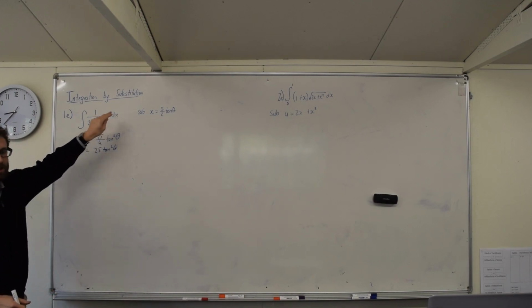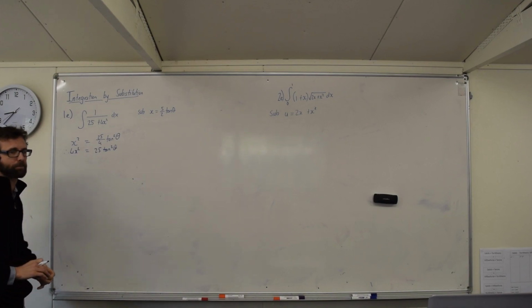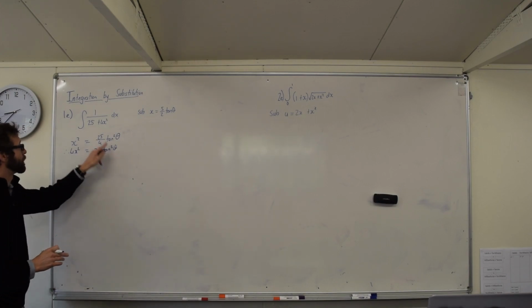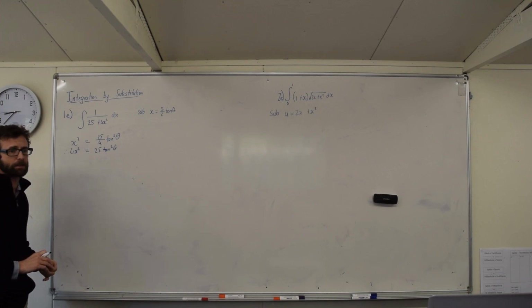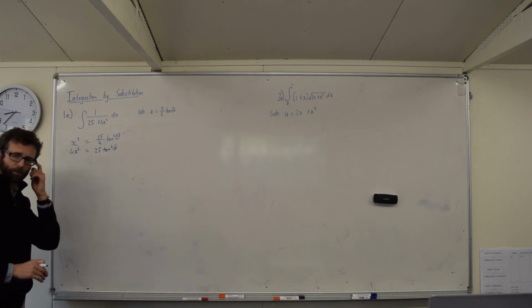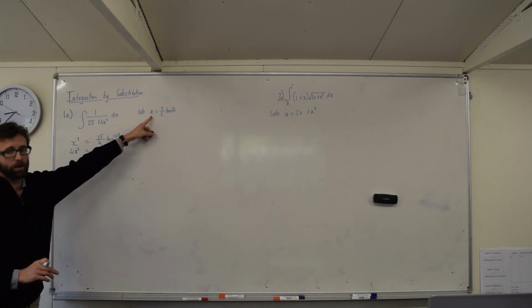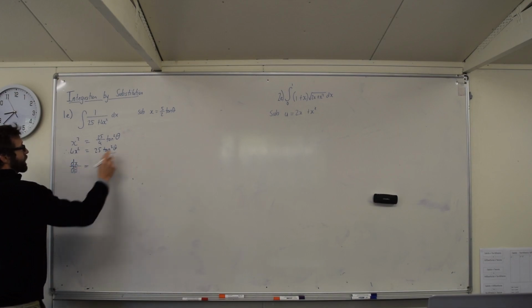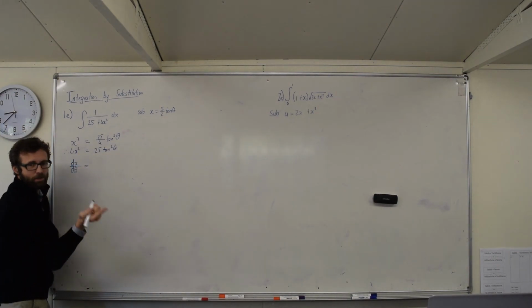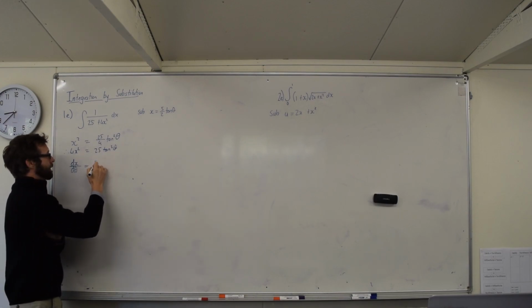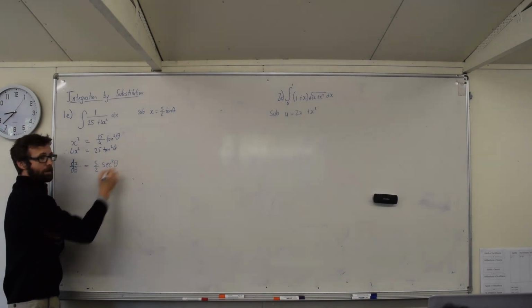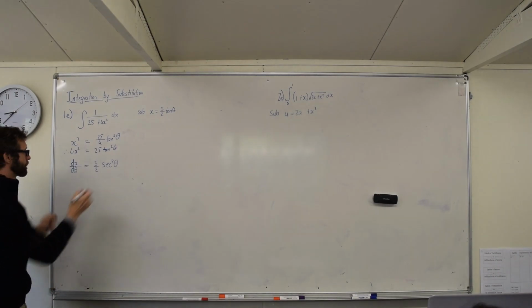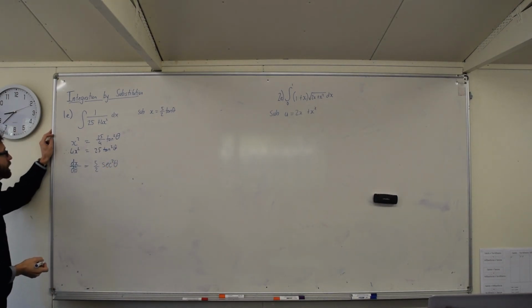But we've got to get rid of this dx. So any ideas what we're going to do there? We need a d theta if we're going to put everything in terms of theta. Griffin? You could do dx d theta. Okay, yeah, so dx d theta equals, now what happens when we differentiate tan theta? It's sec squared theta, okay?